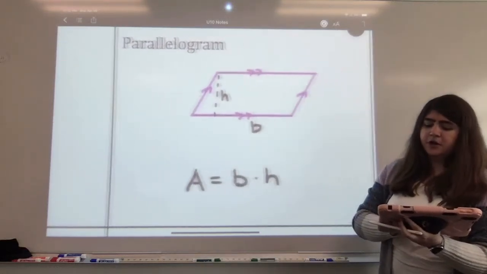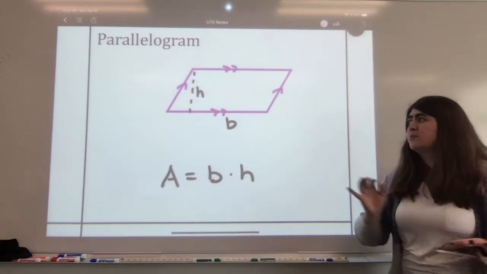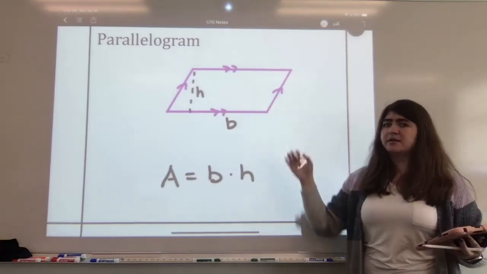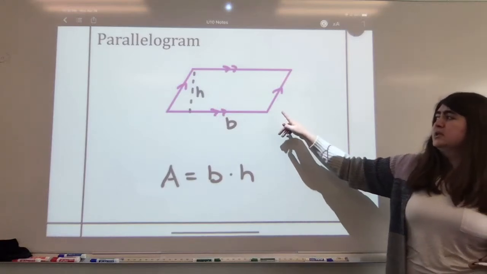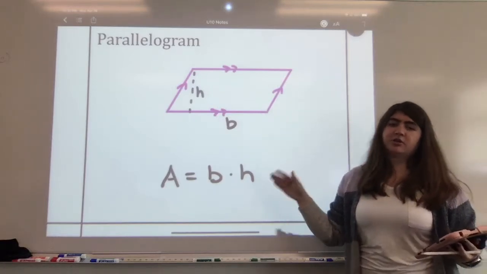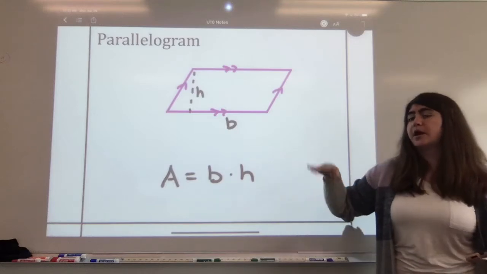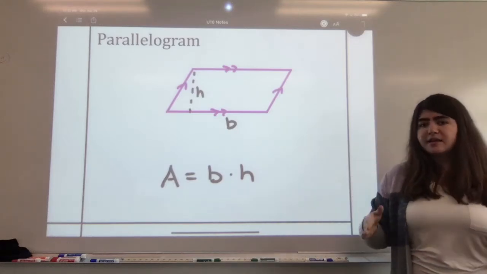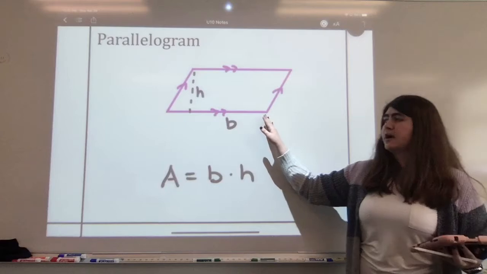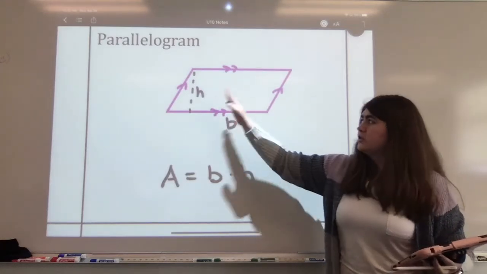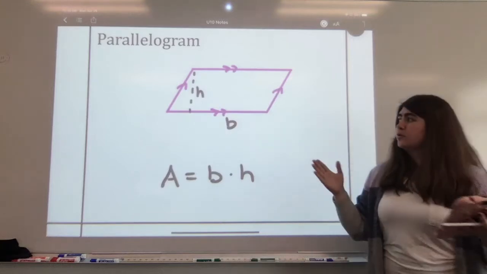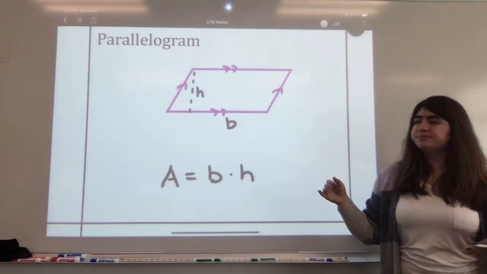Next we have a parallelogram. A parallelogram is a shape that has 4 sides and opposite sides are parallel to each other, and our angles do not have to be any specific degree. So that's the difference between a rectangle and a parallelogram. A rectangle has to have 4 right angles. For a parallelogram, it doesn't matter what those angles are, but our sides do have to be congruent and parallel.